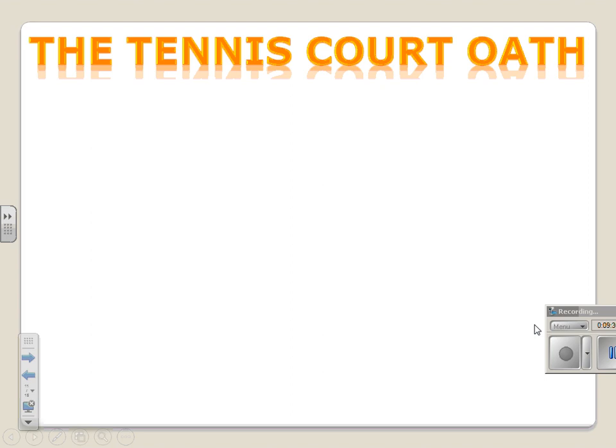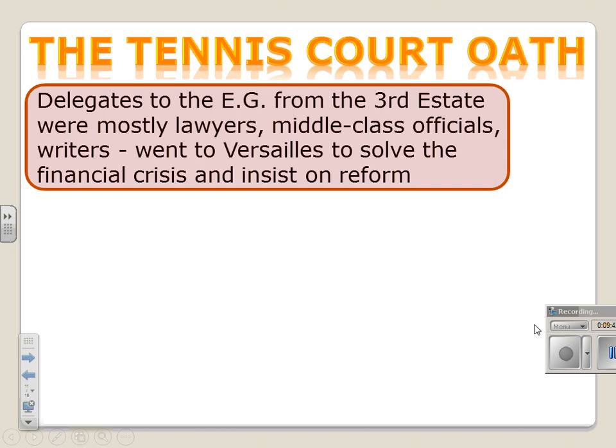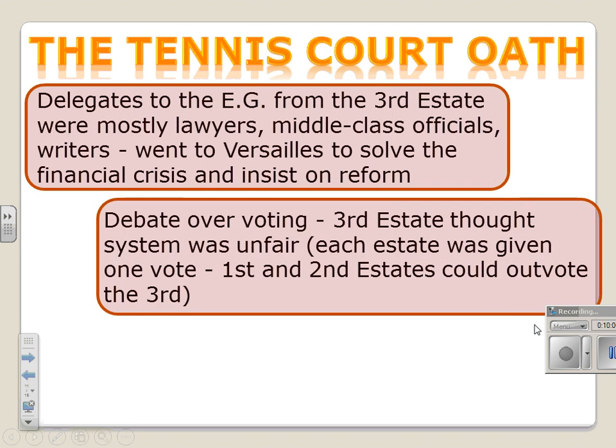So as a result of this, Louis is in some trouble. Okay, and let's talk about that trouble. So you have the Estates General meeting, which is the government of France. You have the first estate trying to maintain their status. You have the second estate trying to maintain their tax-free status. But the third estate, they want changes. So all of these lawyers and middle-class officials, they go to Versailles to try and solve the financial crisis.